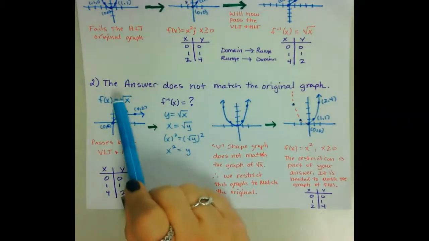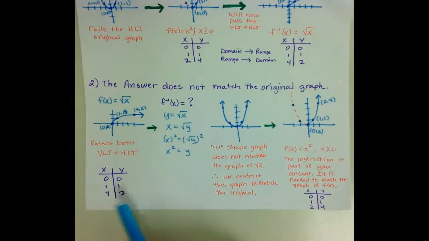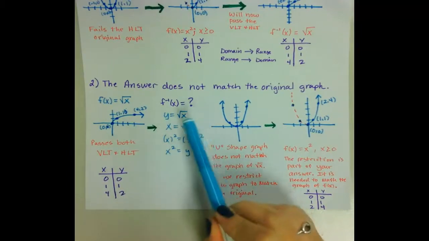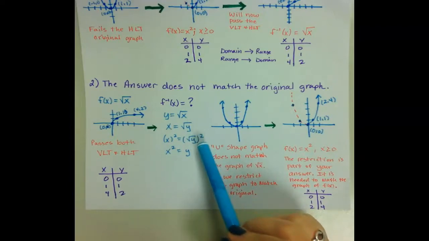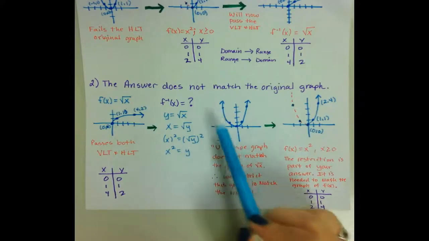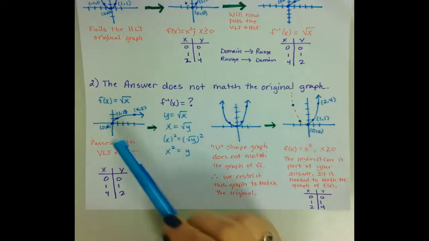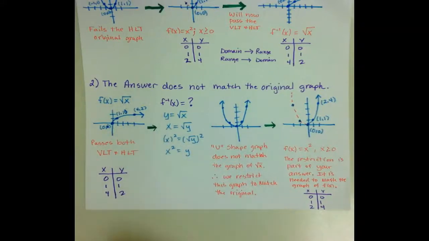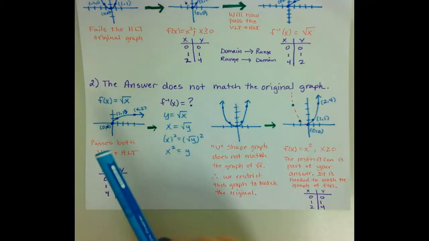So this time I started with the square root graph, which is right here. It passes both the vertical and horizontal line test, and here's the points that I'm using. And we want to find its inverse, so I'm going to do the equation method where my x and my y trade places. I'm going to square both sides to get rid of the square root, and I get y equals x squared. So this is y equals x squared. It's a full U. And that full U graph does not match the half of the U that was here in the original problem.